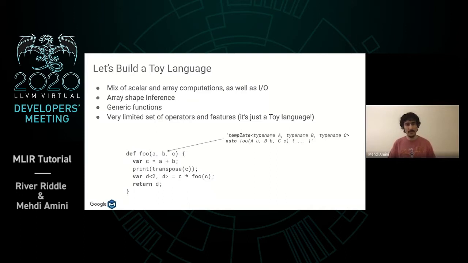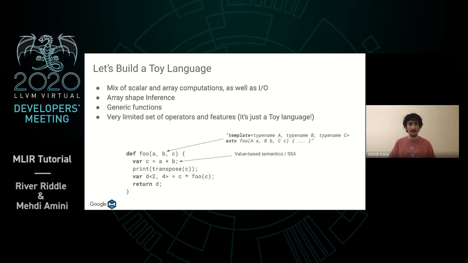So here is an example of a function in this language. This function can be thought of as a C++ template where we will deduce the actual types of the operands at call sites. At every call site, we'll need to specialize the function, and then we will propagate the type throughout the function.